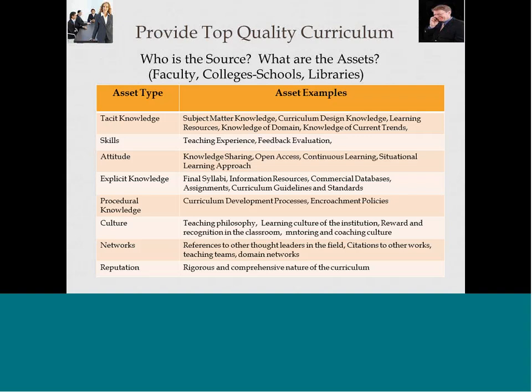Reputation, I think we want a rigorous and comprehensive curriculum. We also want to have regular peer review processes. So those are all the intellectual capital assets that our faculty, our colleges, the libraries would have to contribute in order to have a top quality curriculum.